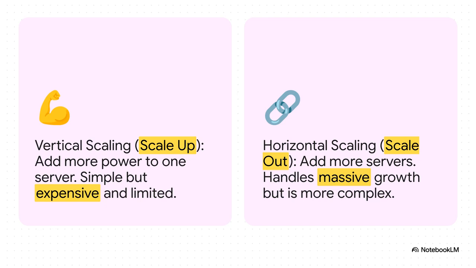First, you've got vertical scaling, or scaling up. I like to think of this as turning your one server into a superhero. You give it a faster CPU, more RAM, more storage, you just beef it up. It's simple, you don't have to change much code, but it gets really expensive, and eventually you're going to hit a wall. There's only so big one server can get.